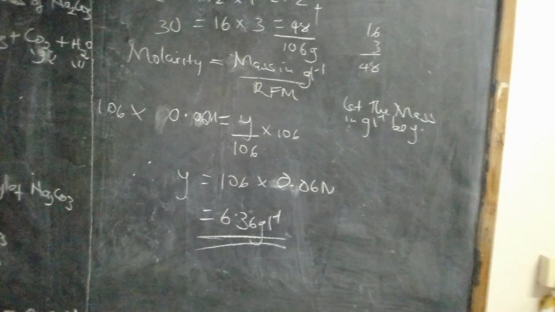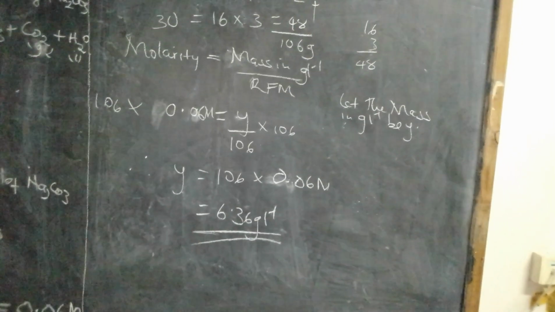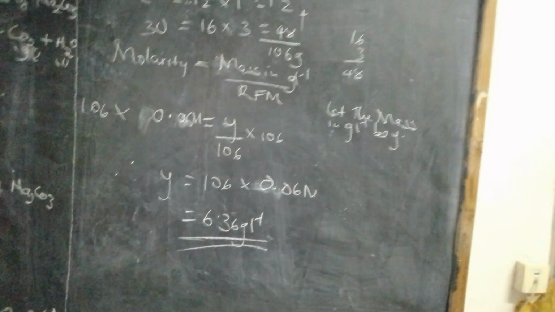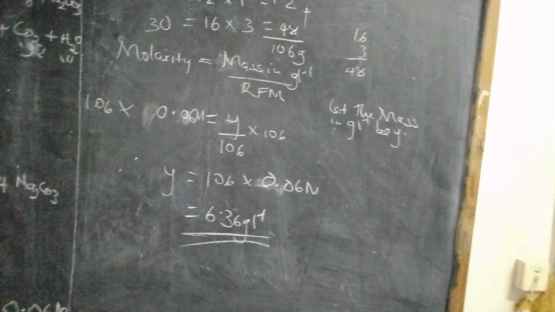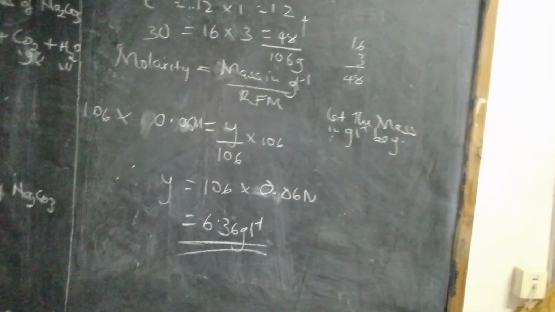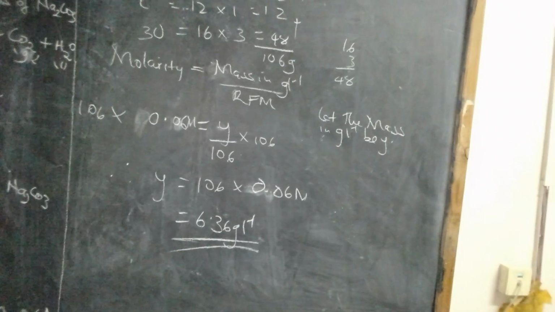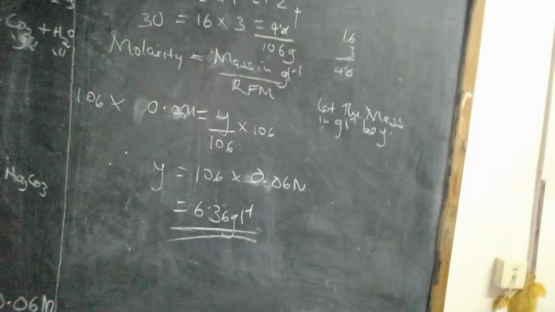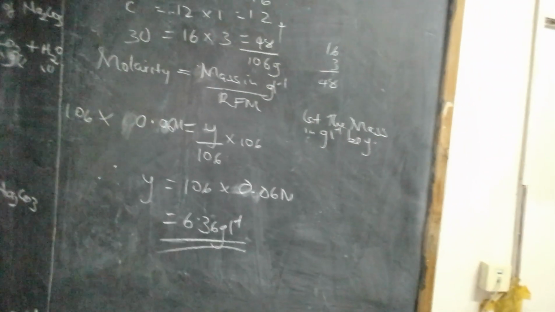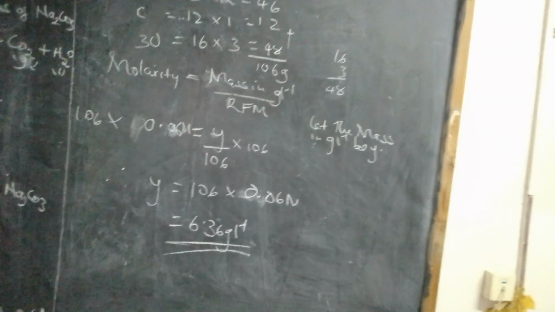They are the ones that were taken and dissolved into 700 cubic centimeters of distilled water and topped up to 1000 cubic centimeters. The concentration of this solution was said to be 0.06 molar.